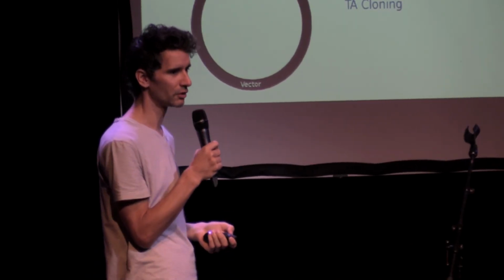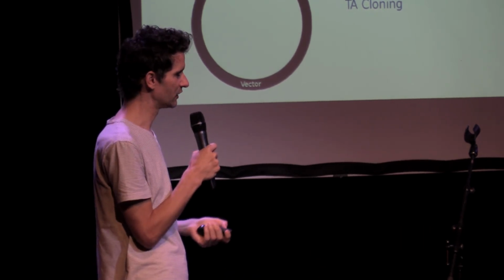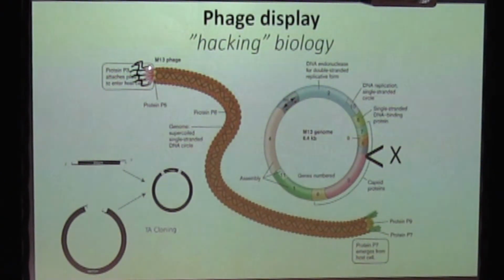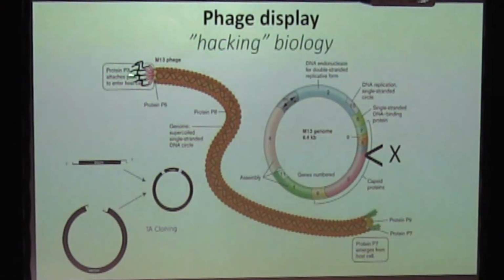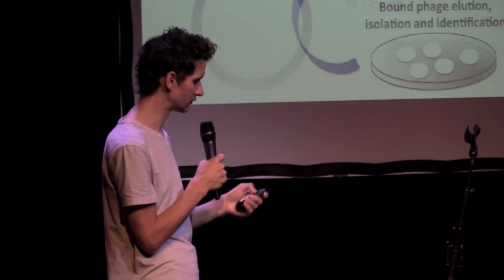And you can use this process to generate libraries of billions of different phages. And of these billions, each phage contains a unique protein at its tip. And this protein is encoded by the DNA that is inside the phage. And with this, you can now solve the needle in the haystack problem of drug discovery.